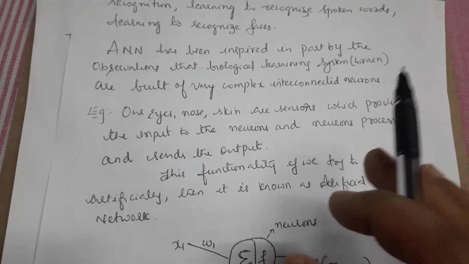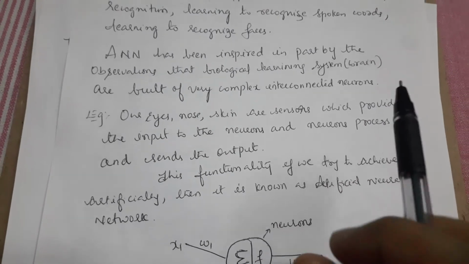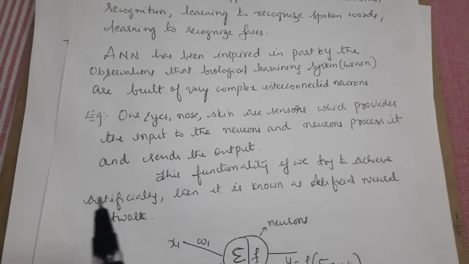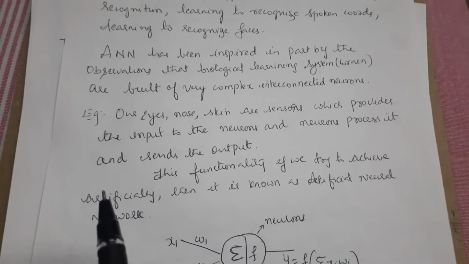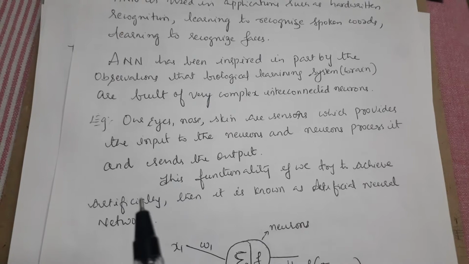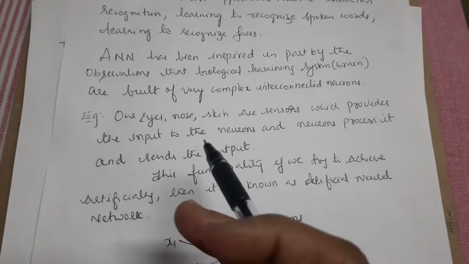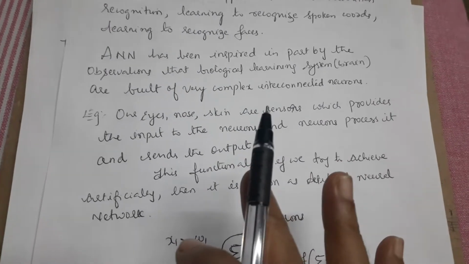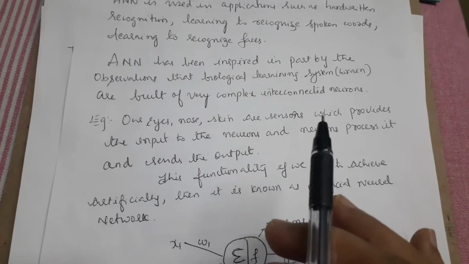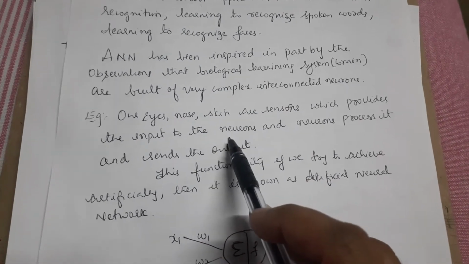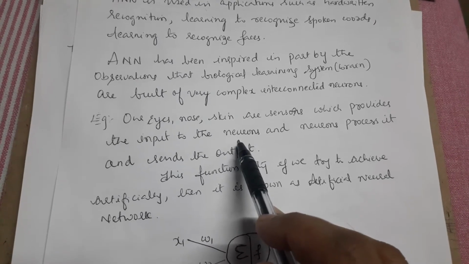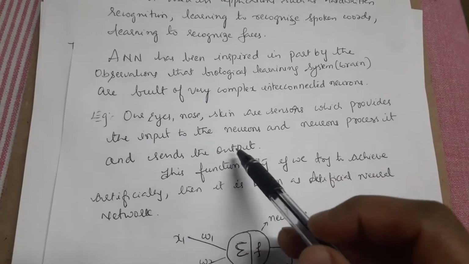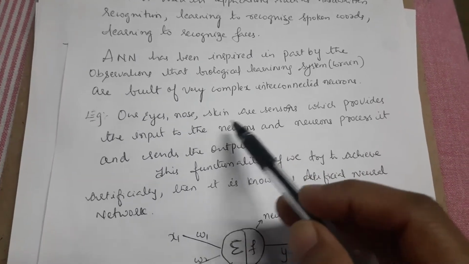Since our skin is a sensor, it takes the input and sends that input to the neurons of the brain. The neurons immediately process it and send an output. What output will it say? Please take your hand away from the hot water, otherwise it will burn. That is, our skin, nose, eyes are nothing but the sensors which send the data, that is the input, to the neurons. And these neurons in the brain process the information and send the output. This is how it naturally works.